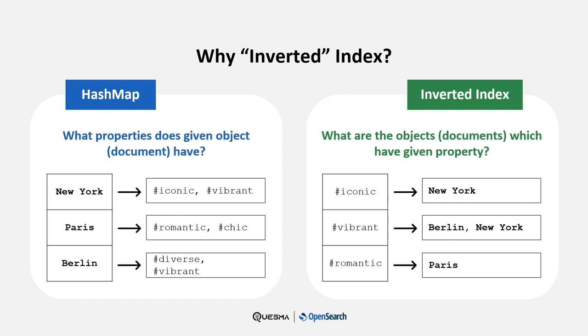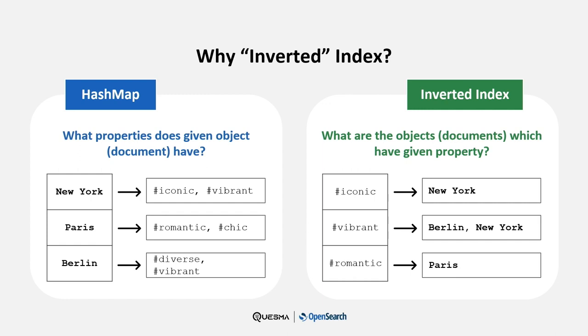In a HashMap or any key value store, it's going to be very effective answering this question: what properties does a given object have? Because we can quickly iterate over, for instance, a sorted array of city names, get to the city of Paris, and fetch the properties. But it's going to be very difficult to tell us what the cities are which are vibrant, for instance. In this case, we would have to scan through all the cities one by one and filter those tags. It's not very effective.